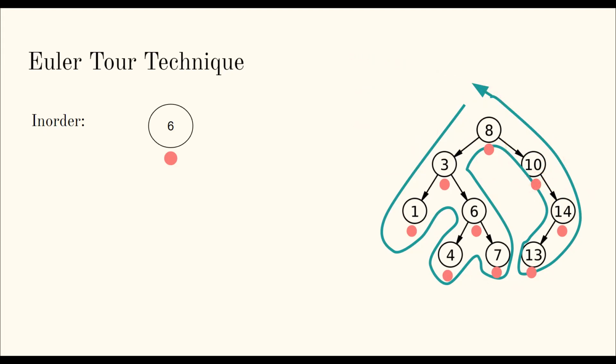Okay, wonderful. So in-order, we're going to go down. We hit this 1, and so we print out 1. Then we hit this 3, then this 4, then 6, 7, 8, then we hit 10, 13, and 14.